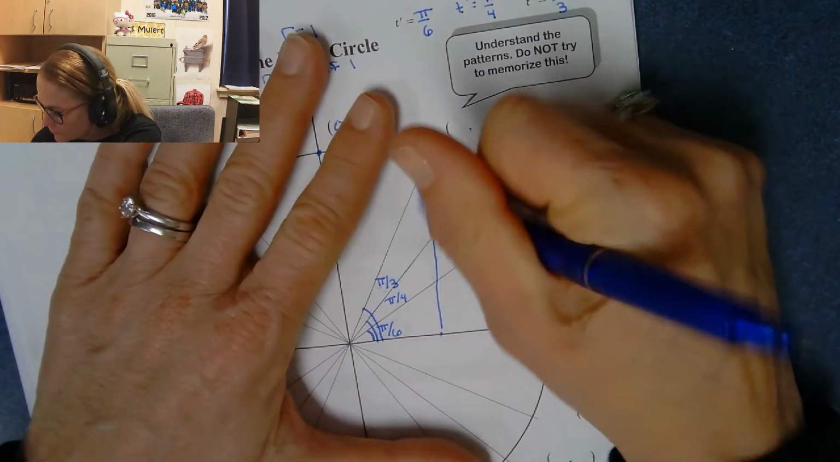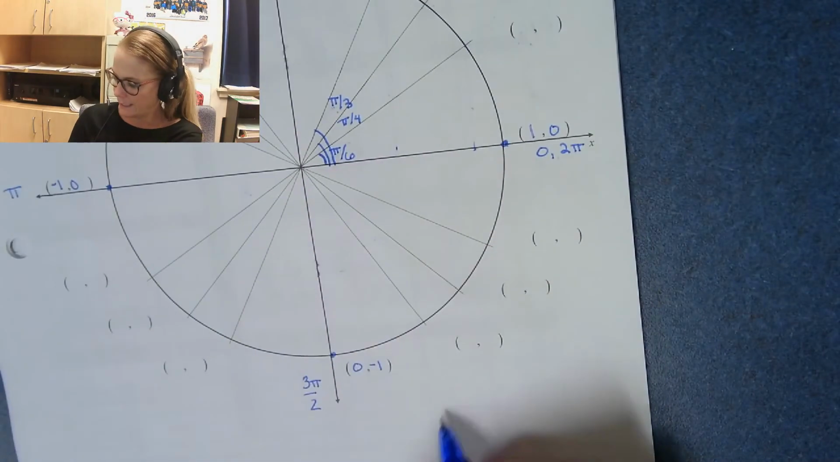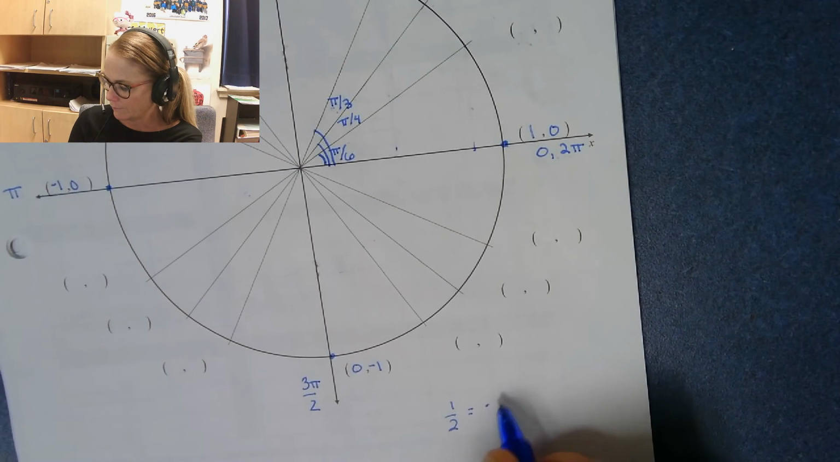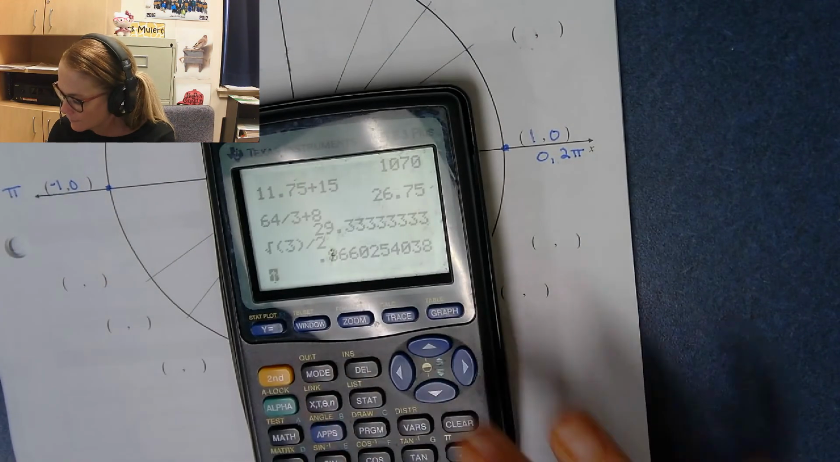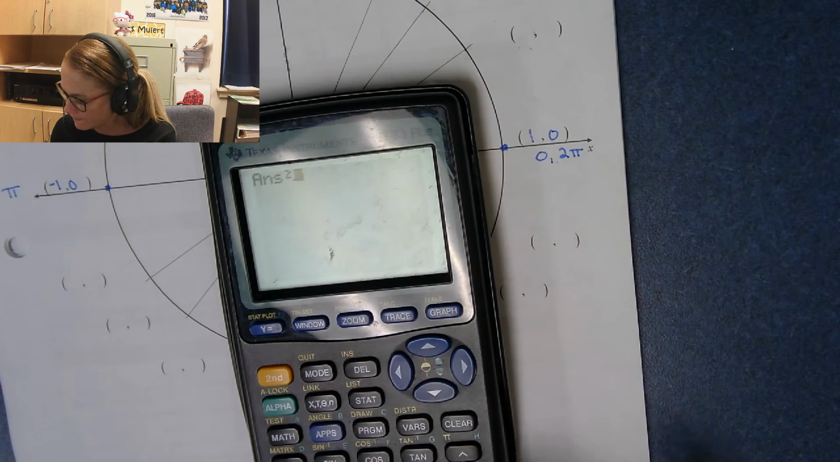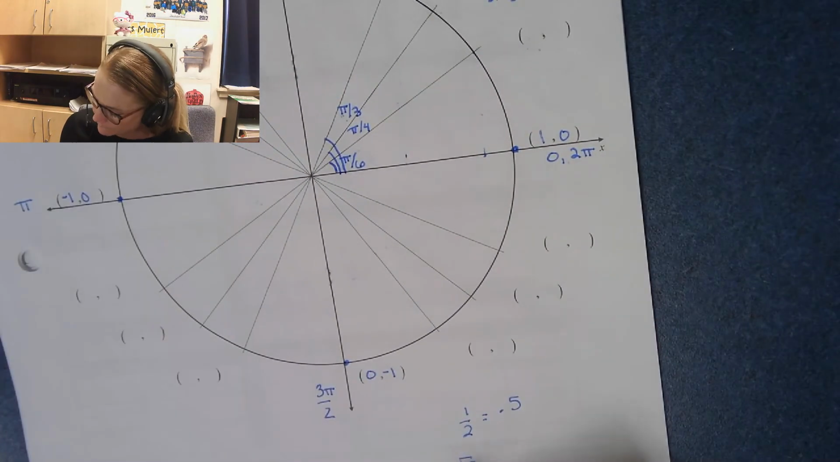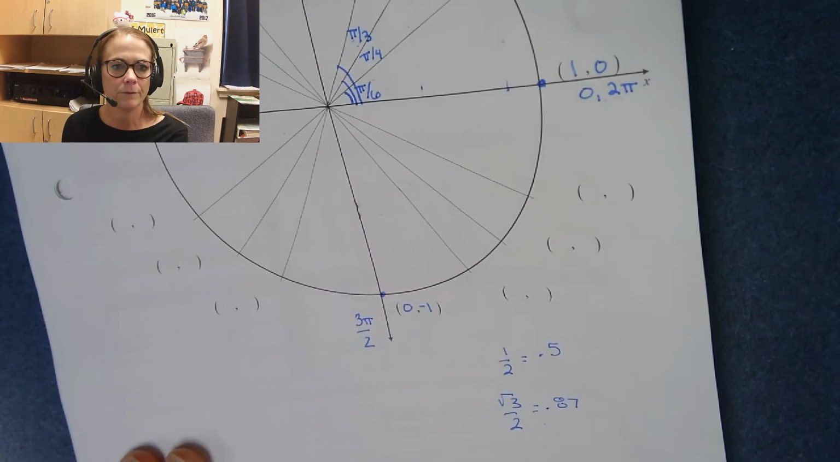So when you're trying to develop your unit circle, just think about 1/2. These are your two options. That's 0.5 and root 3 over 2. Root 3 over 2 is about 0.87. So, root 3 over 2 is bigger.